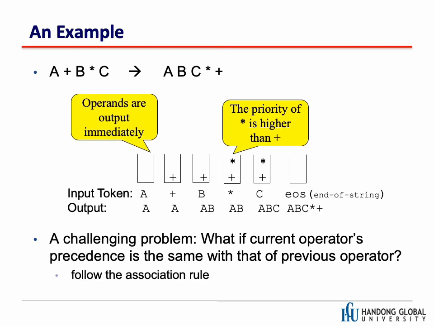Now we meet the second plus. The second plus is not higher than the plus in the stack, so we have to pop that plus operator. Now we have AB plus, and then we push the second plus into the stack. So in the output we have AB plus, and in the stack we have plus. And we meet the C, so now we have AB plus C, and we meet the end of the string, then we have to pop everything from the stack. So we have AB plus C plus. Is it clear? Okay.